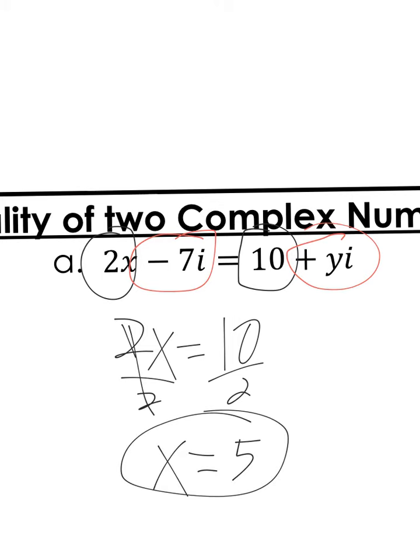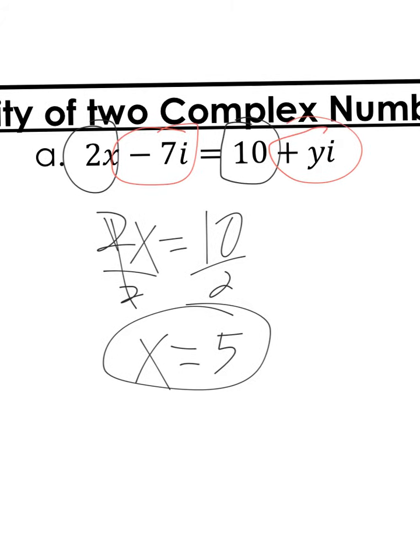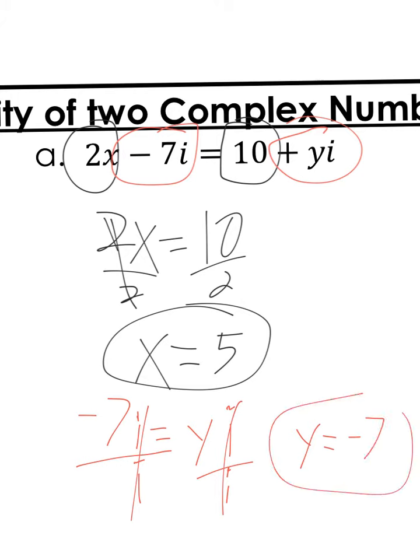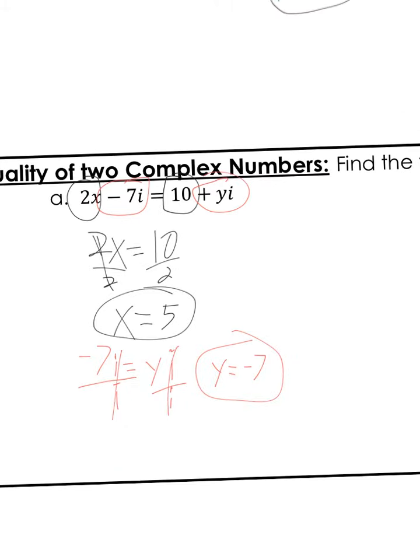All right? And then you get negative 7i equals yi. So you could just divide by i. You can do that, and that would cancel that out. And so you get y equals negative 7. See? And that's it, you're done. You found the values for x and y that would make these equal to one another. All right?